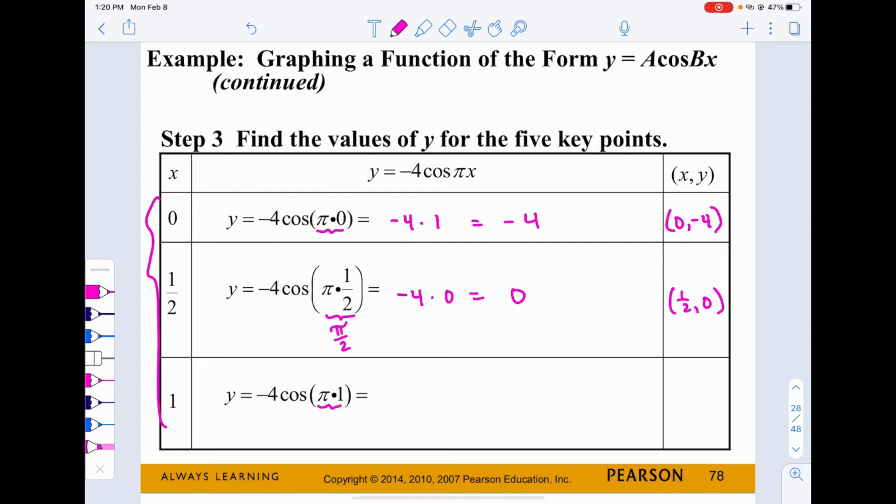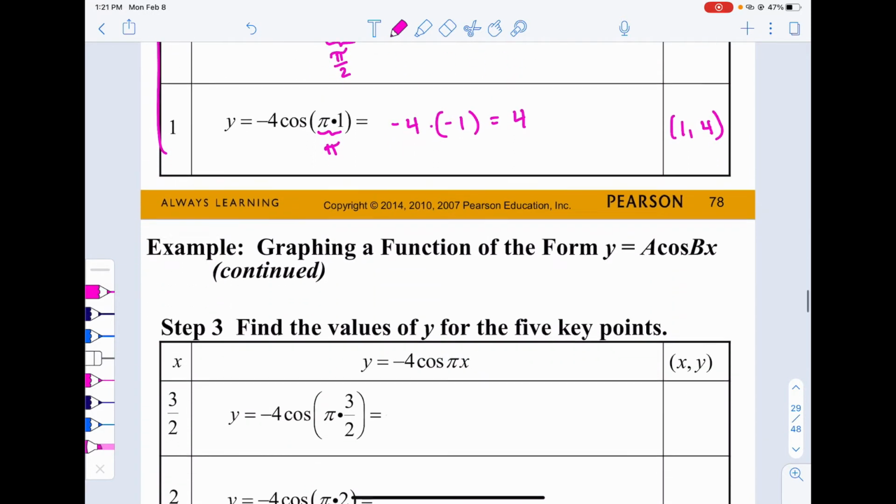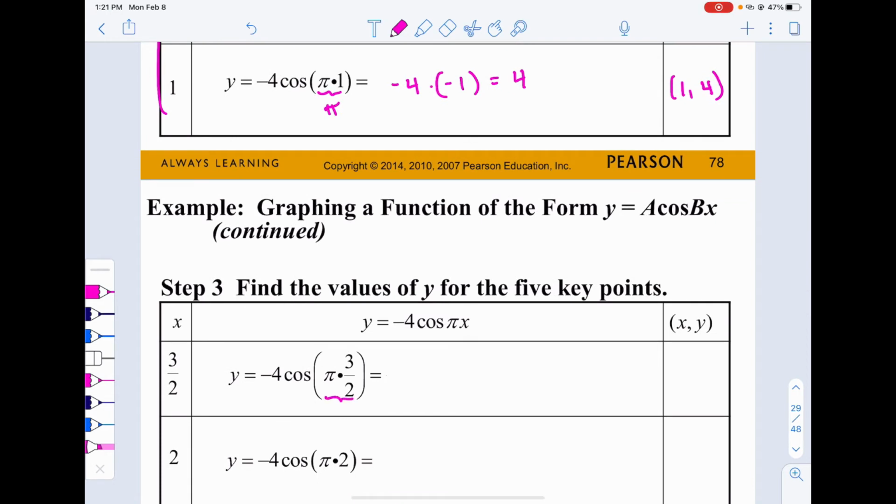-4 cosine of pi times 1, so that means we just have pi. Cosine of pi is going to give us -1. So -4 multiplied by -1 is going to give us +4. So when we're at 1, we're at, I wrote a negative, when we're at +1, we're at +4. If we were to evaluate that at pi times 3/2, so 3 pi over 2, then we're going to have a cosine value of 0. So -4 multiplied by 0 would give us 0. So when we're at 3/2, we're at 0.